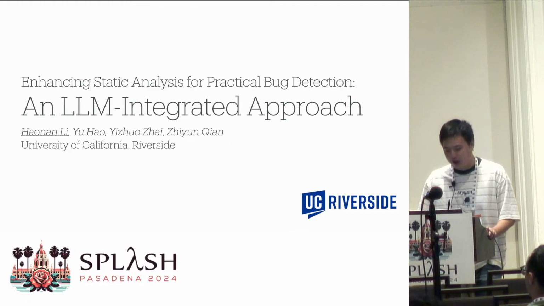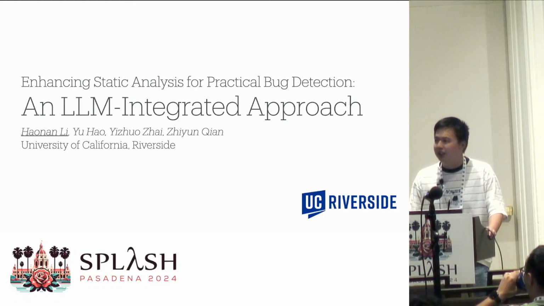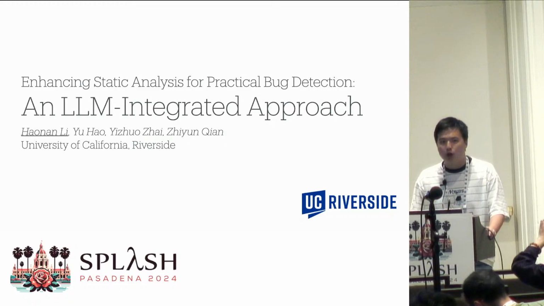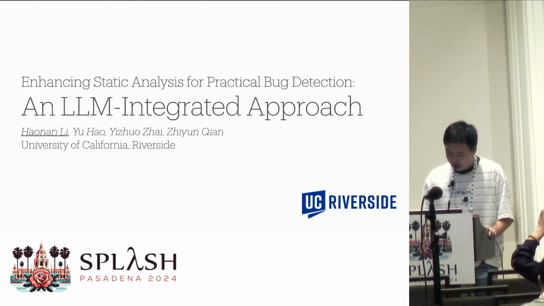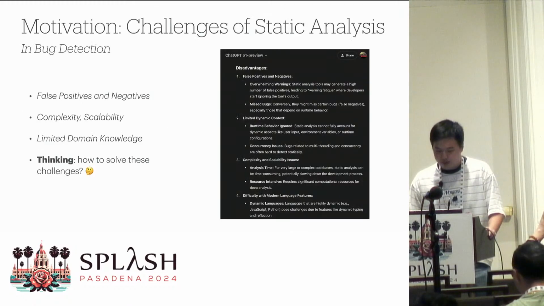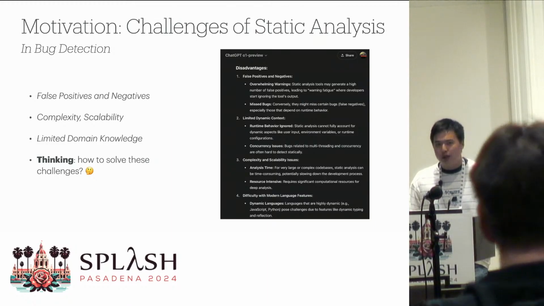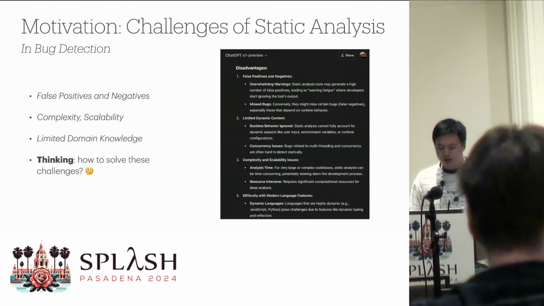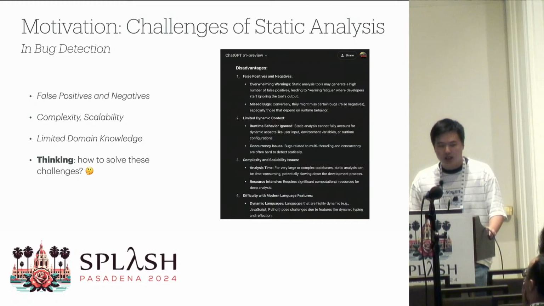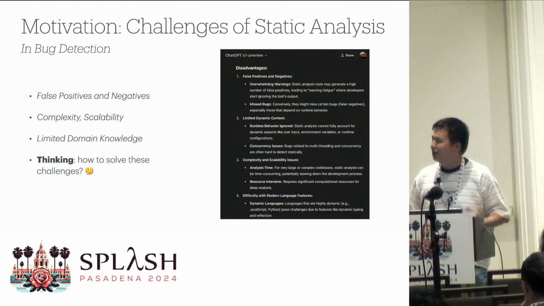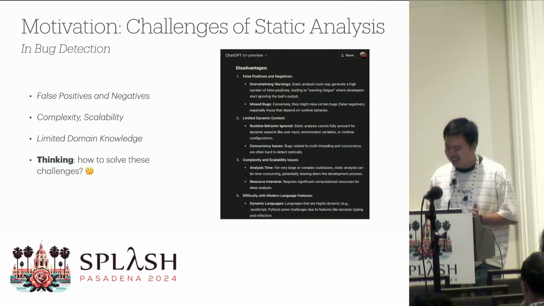Today I'm going to share our recent work, basically using a large language model to help static analysis for bug detection in practice. This work is inspired by our experience in static analysis. We do fail with static analysis, especially when you try to use it for bug detection in practice, you will face many real challenges. Actually, ChatGPT will also agree with us on this point.